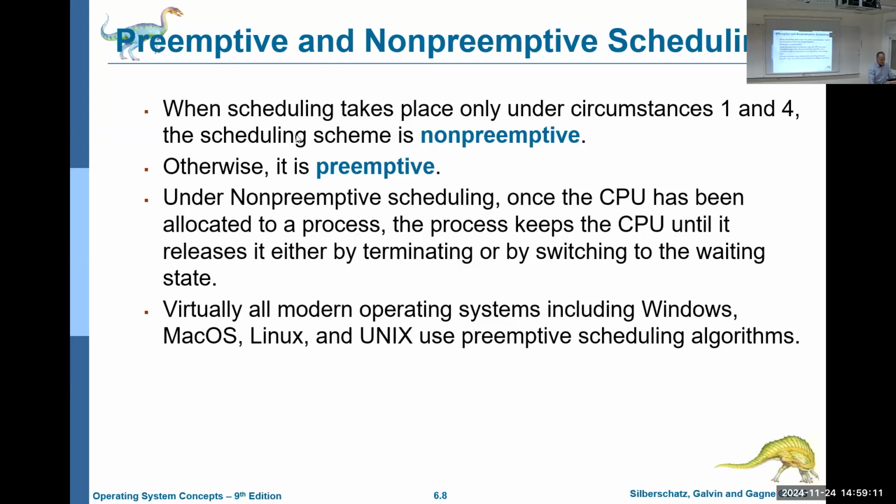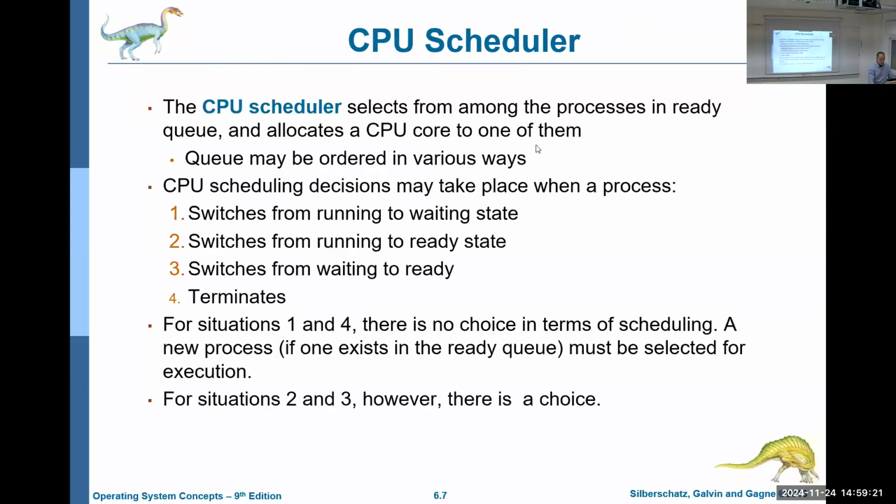Well, let's go on. But when scheduling takes place only under circumstances 1 and 4, the scheduling scheme is called non-preemptive. Otherwise preemptive. So 1 and 4 are called non-preemptive. Why? Because in terminate, I didn't have to preempt anybody to start scheduling. And in case 1, if a process went from running to waiting, he went to waiting anyway. He's not interested. So I'm not preempting anybody. That's non-preemptive. I have to schedule somebody because the CPU is now available.